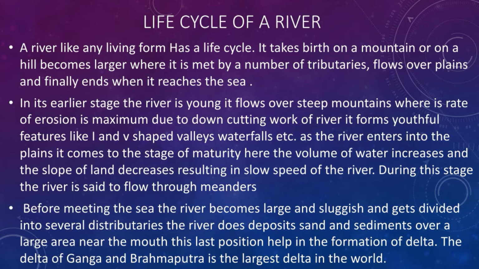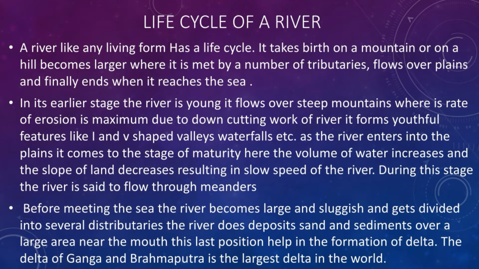As the river enters into the plains, it comes to the stage of maturity. Here, the volume of water increases and the slope of land decreases, resulting in slow speed of the river. So, why is the speed slow here? Because the slope of land decreases and the volume of water increases. So, during this stage, the river is said to flow through meanders. Meanders we have already learned about.